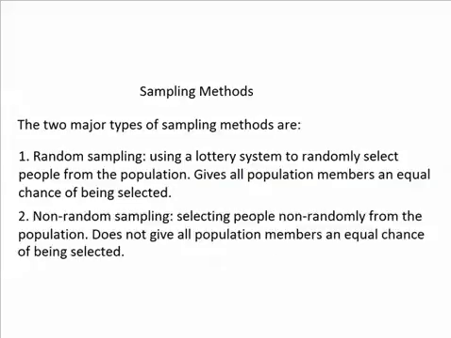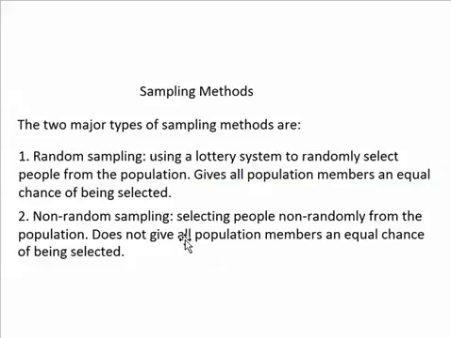The other type of sampling is non-random sampling. When non-random sampling is used, there's no random drawing involved. The researcher selects people non-randomly from the population, and the members of the population don't all have an equal chance of being selected. If a researcher picks and chooses who will be in the sample, the researcher is doing non-random sampling.